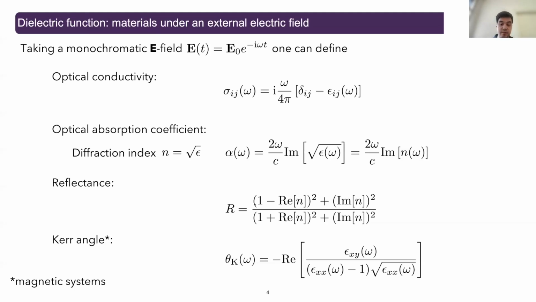As a final example, for magnetic systems, you can study the difference in polarization directions of the incident and the reflected fields, which we call the Kerr angle, and which is linked to the off-diagonal components of epsilon.